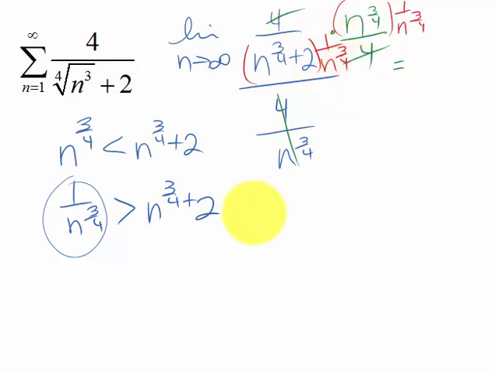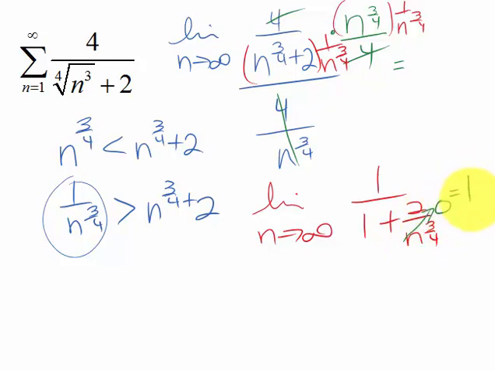And so let's go down here to write down what we have. We have limit as n goes to infinity of 1 over 1 plus 2 over n to the 3/4. And as we let n go to infinity, this is going to go to 0, and so our limit is 1.